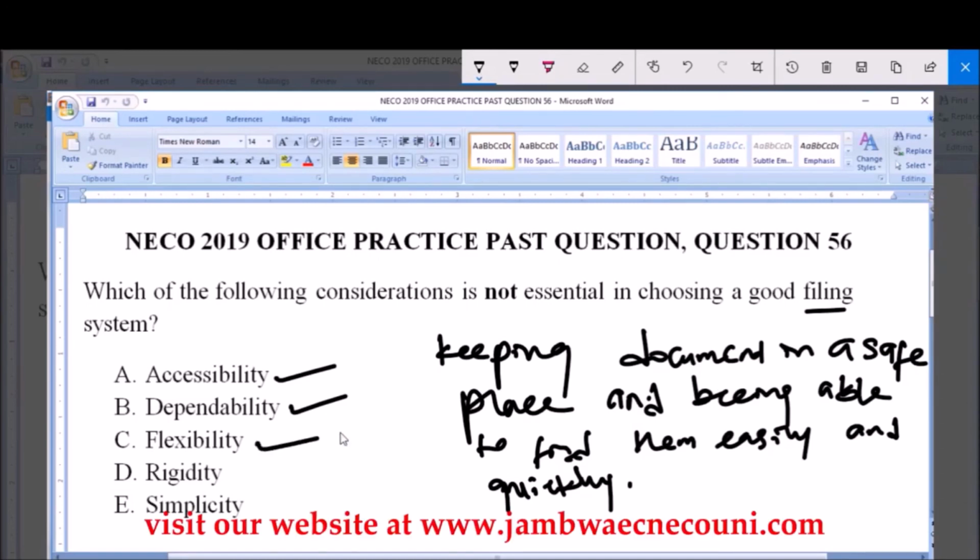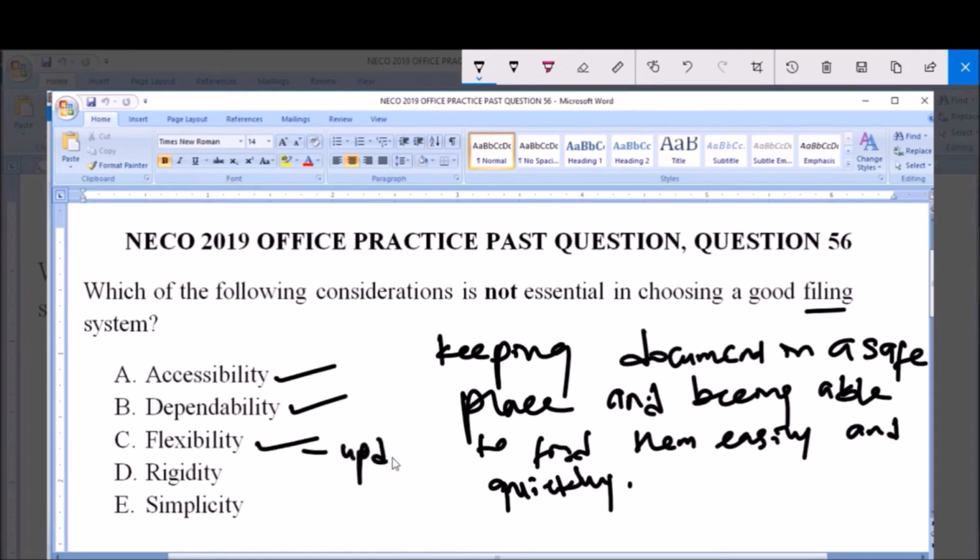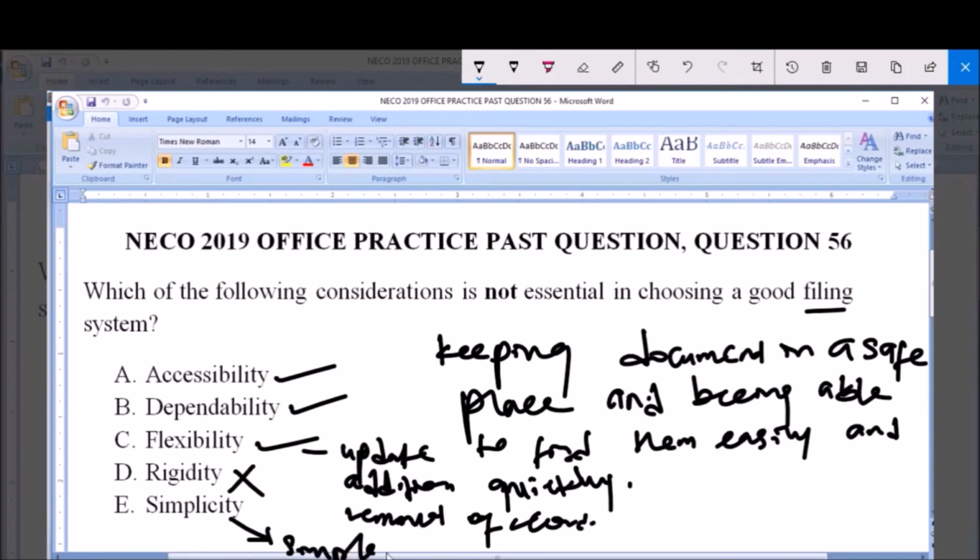And C says flexibility. Flexibility also is a consideration, because a good filing system is such that allows updates, addition, or removal of record. Now, this is rigidity. A good filing system should not be rigid, because rigidity simply means that there will be no chance for updates, addition, or removal of record. And E says simplicity. Yes, a good filing system must be simple and easy to access.